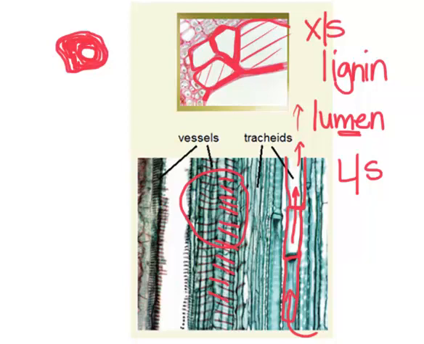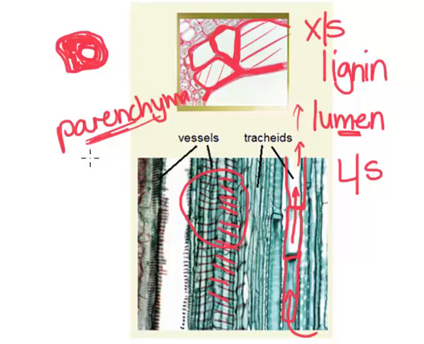In between these vessels and tracheids, we will find parenchyma, and the parenchyma will act as packing tissue to help insulate these cells against each other and to provide the situation where we don't have big spaces in between the cells, which would weaken the plant.